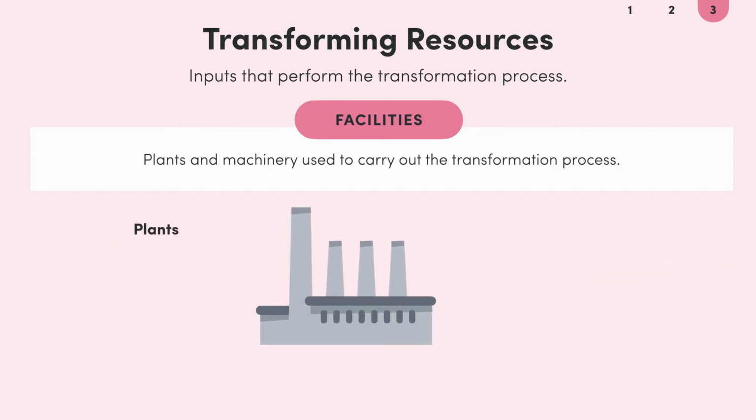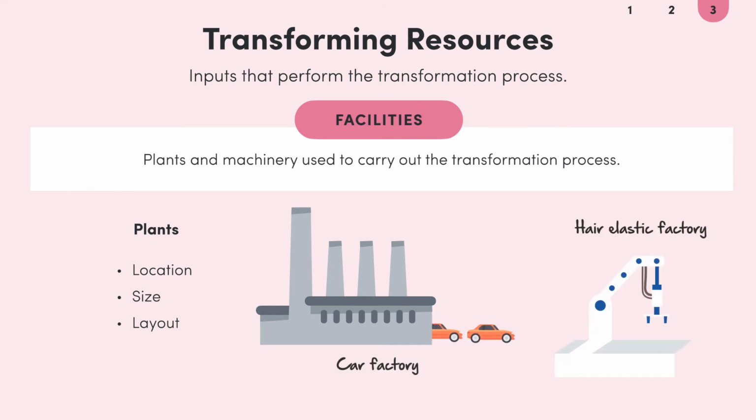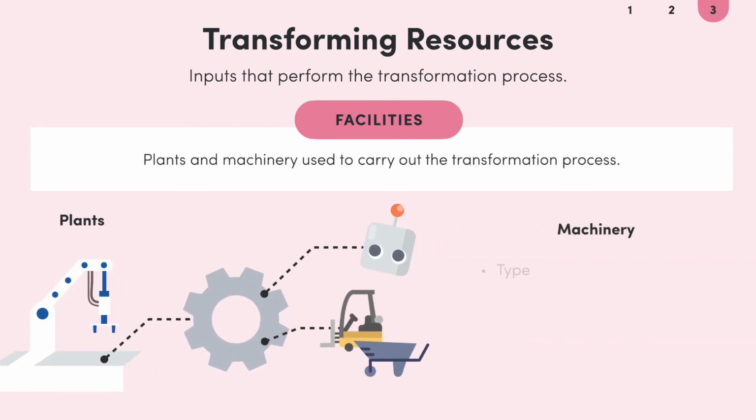They have to decide on its location, what size it should be, and what layout is best. After all, a factory that produces cars will be wildly different from one that produces hair elastics. Operations managers will also need to choose what type and amount of machinery they need and to what extent it will be used.